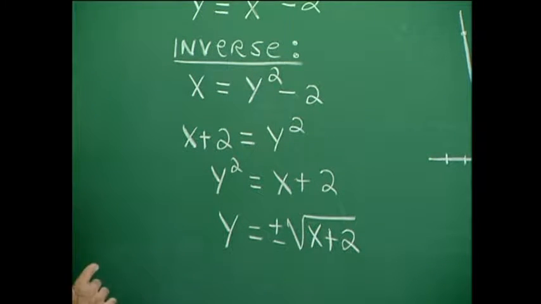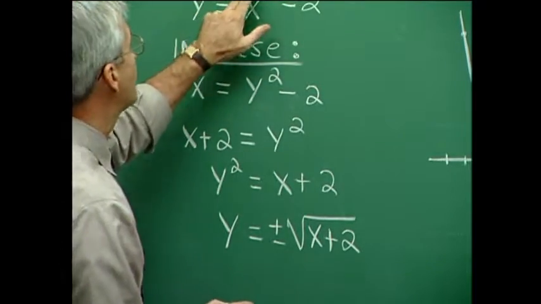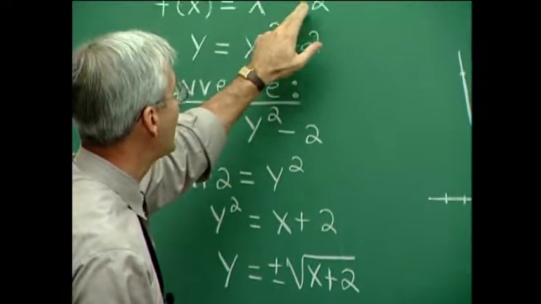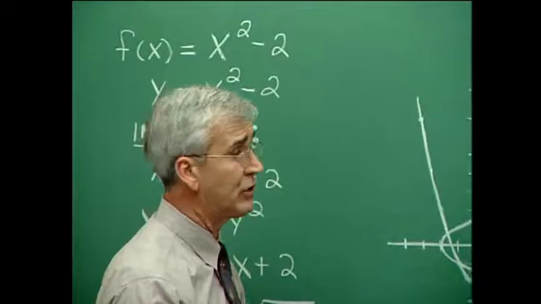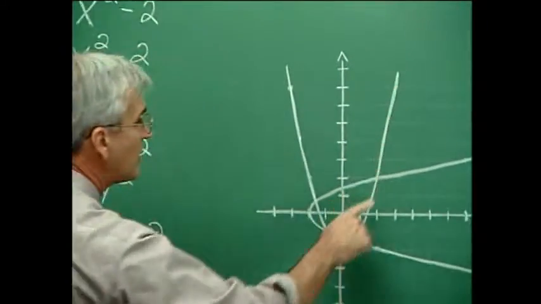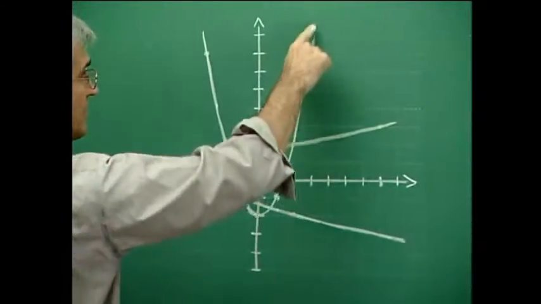Now let's look at it graphically. We may recall that this is a parabolic curve with minus 2 on it, which means the parabola is just 2 down on the coordinate plane. So this is the graph of f of x.